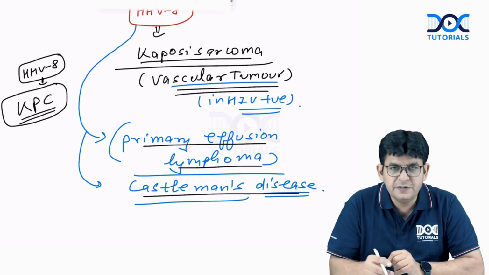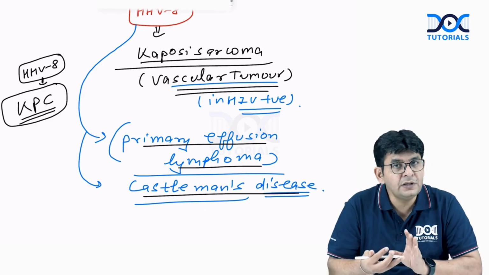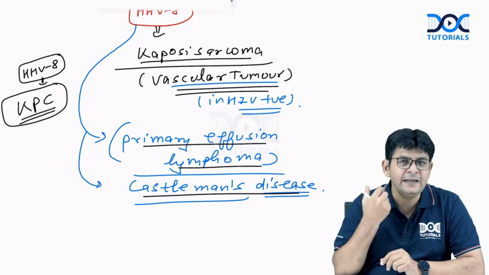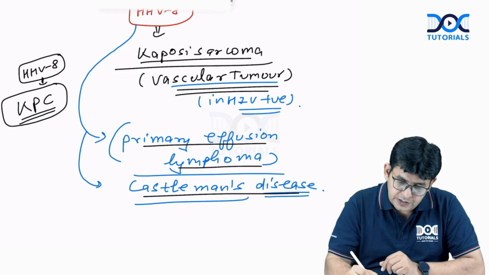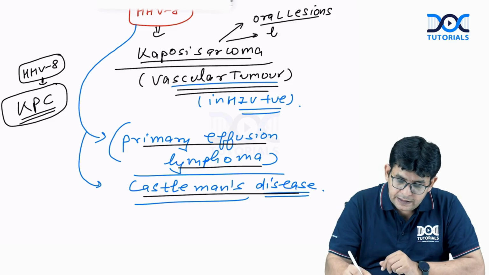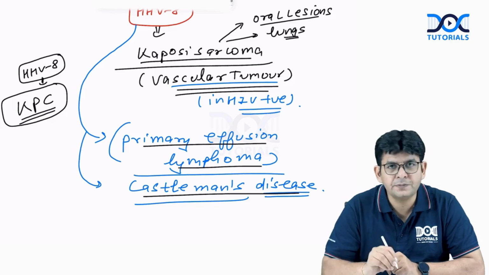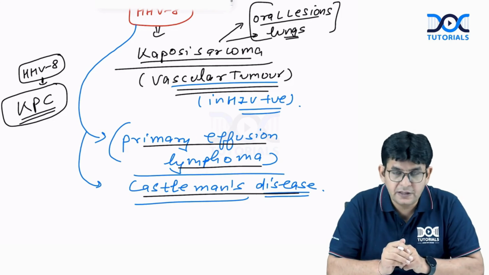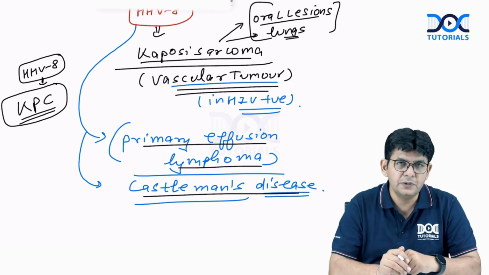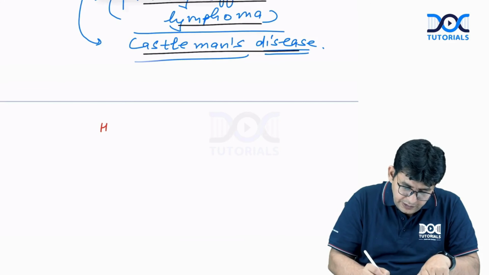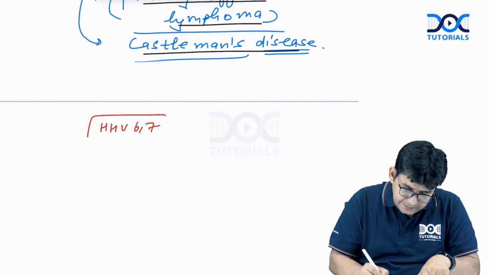Kaposi sarcoma can manifest in many forms. It can involve the lungs also. It can produce the oral lesions also, and it can produce the skin lesions also. So this particular one can produce oral lesions. Okay, it involves the lungs also. So these are the primarily involved sites, oral lesions and lung, in the case of Kaposi sarcoma. Okay.